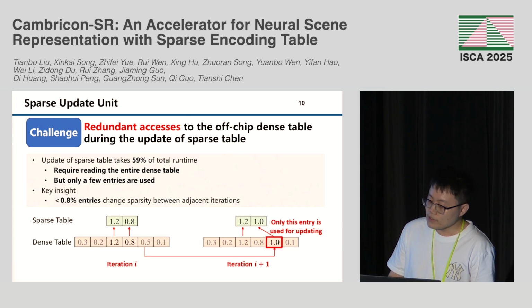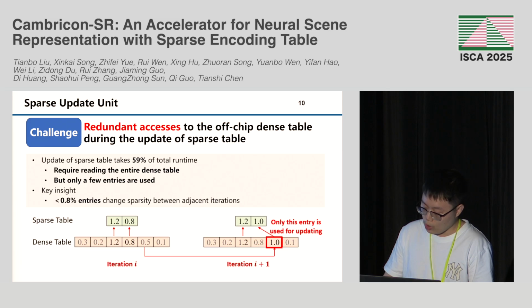We find that the update of the sparse table becomes a performance bottleneck. Updating the sparse table involves reading the entire dense table from off-chip memory and comparing it with the threshold, accounting for 59% of the total runtime. However, only a few entries in the dense table are actually used, which means that there is a great number of redundant accesses. As shown in the example in the bottom figure, only one entry is used during updating, but the whole dense table is read.